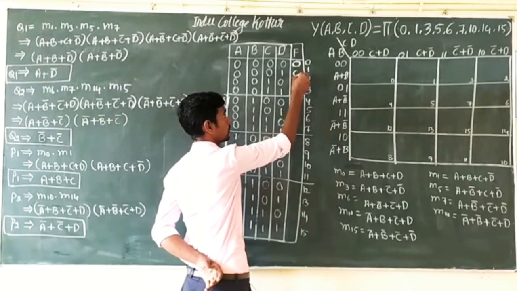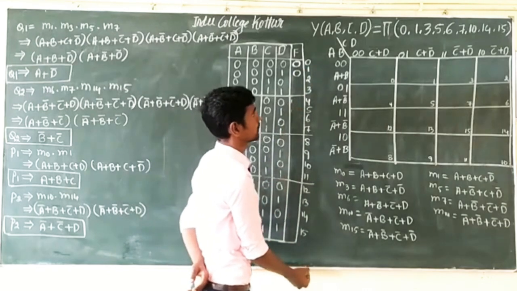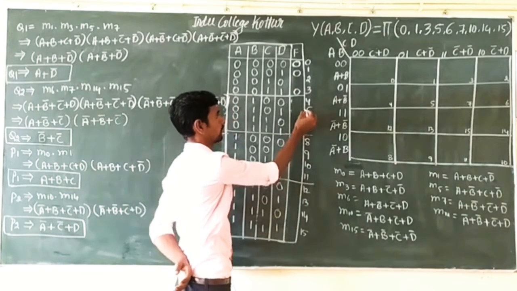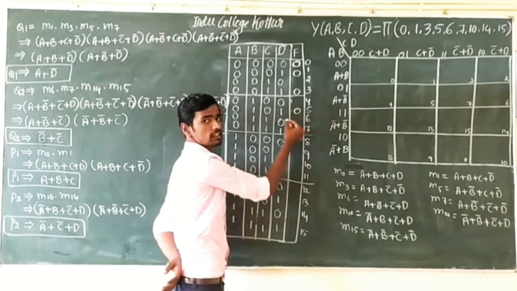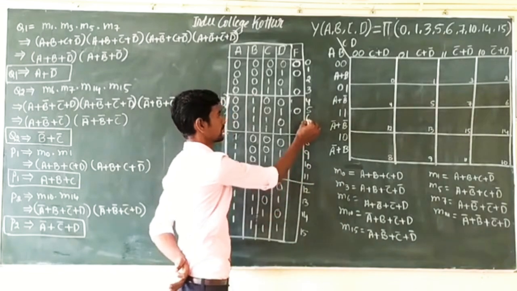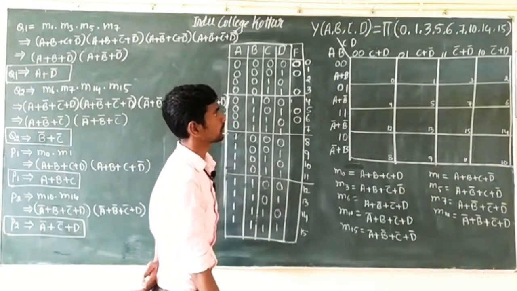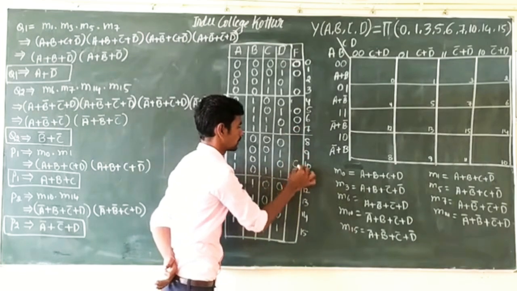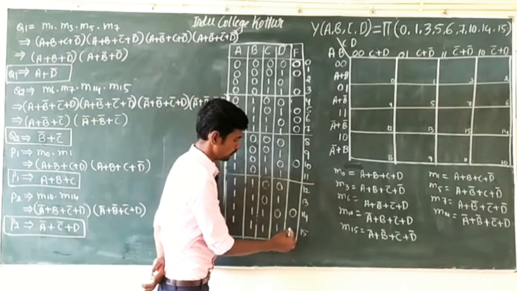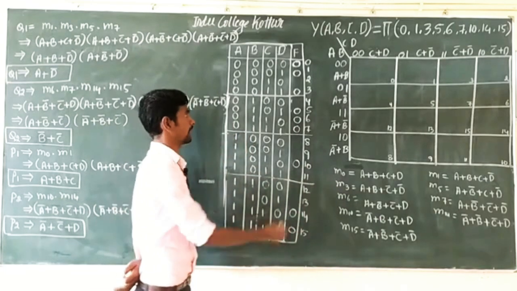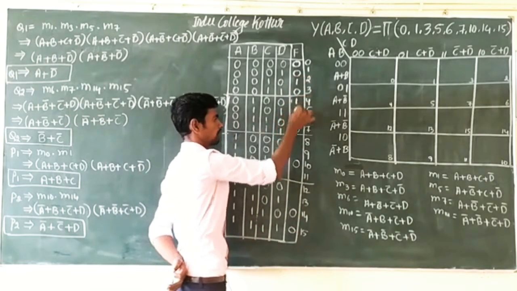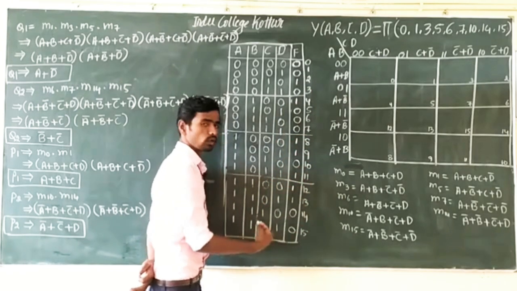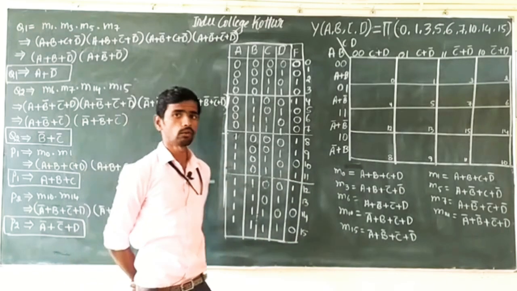You can fill 0. Next, given value 3. You can fill 0. Next, given value 5. Here is the 5. You can fill 0. Next, 6. Here is the 6. You can fill 0. Next, 7. You can fill 0. Next, 10, 14. Final value 15. Next, the remaining you can enter 1. This is how we can prepare the truth table for the given problem.